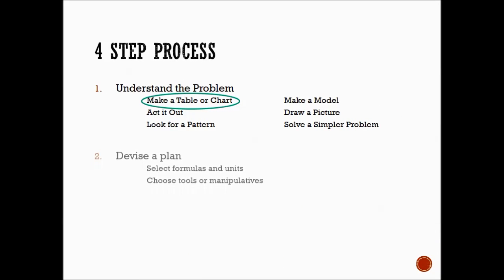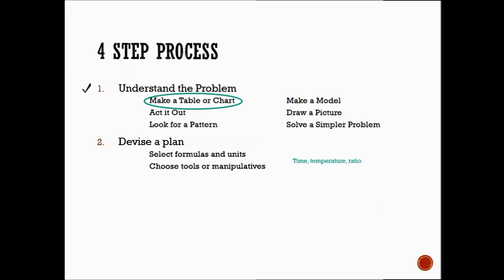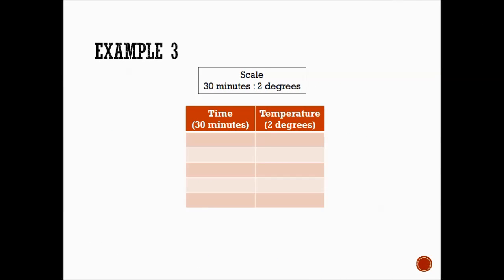Now let's go to step 2, devise a plan. We're understanding the problem by making a time and temperature chart. Now, what else will we need to solve the problem? We're going to need to fill in what time it was when we noticed the temperature first, what the temperature was, and what temperature we need to reach. So, if we use our ratio and increase by 30 minutes and 2 degrees on every line of our chart, we will eventually reach our answer. Let's carry out that plan now.